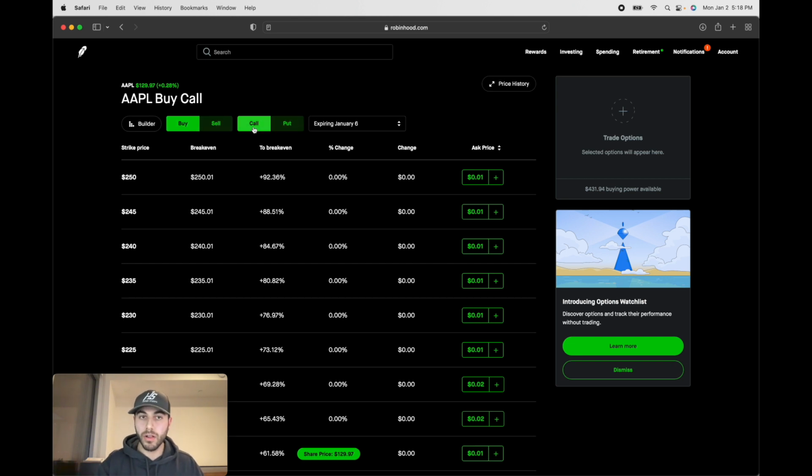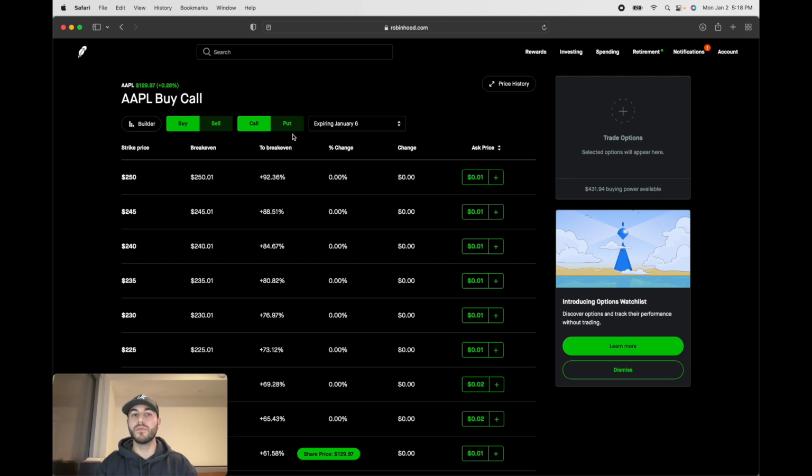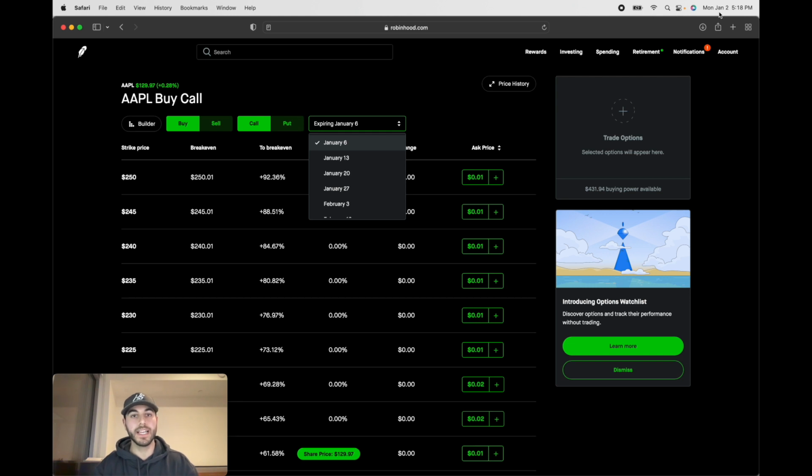Next, you're going to see call or put. If you think that this stock is going to go up, then you're going to buy calls. If you are looking at the stock and you think it's going to go down, then you're going to buy puts. Next, you have your expiration date. Right now it is January 2nd of 2023. If you want to buy an option contract, you can use any of these expiration dates, but keep in mind that the further you go out, the more expensive that contract is going to be.